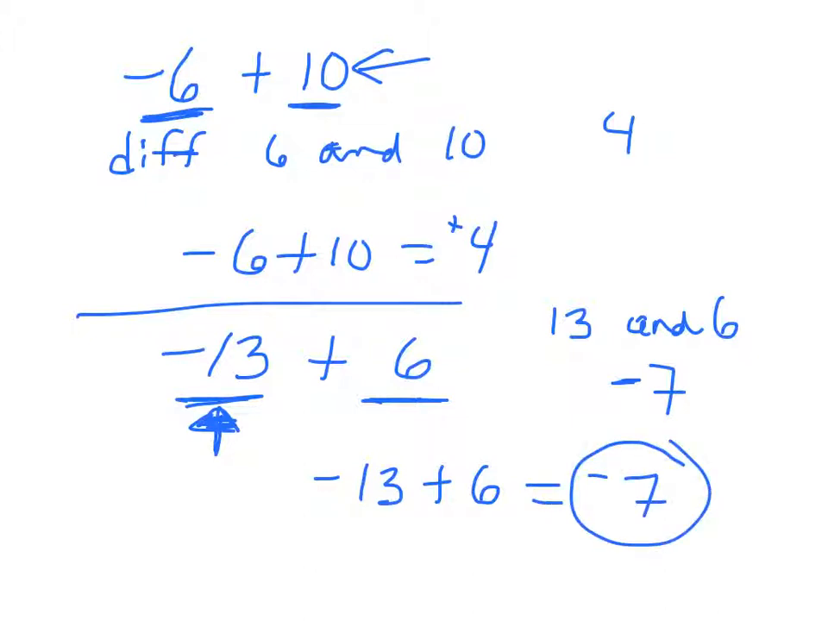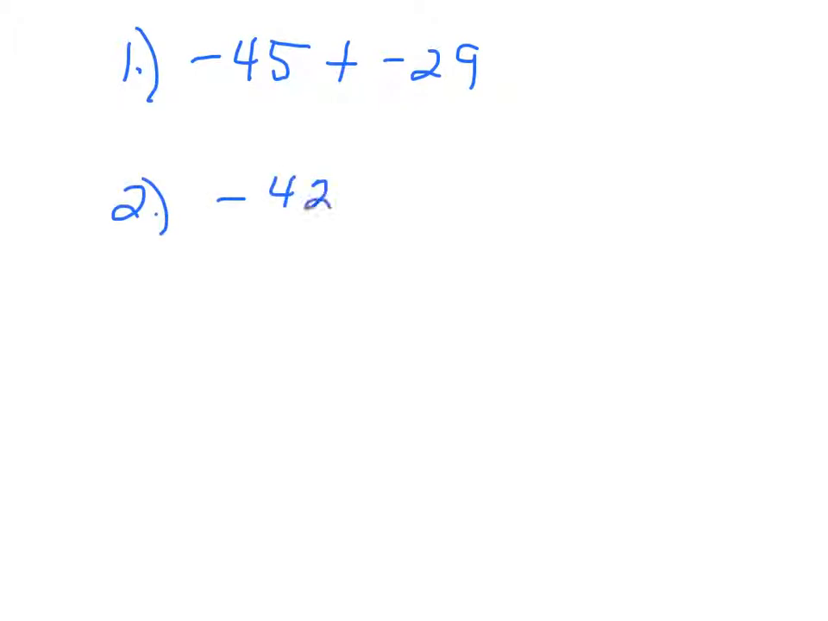All right, I'm going to write down 2 or 3 this time, see how you do it. If you want to give it a shot, I would write down these problems, hit pause, and then do them and come back and watch and see if you got them right. Let's kick it up a notch and use some bigger numbers. So let's say negative 45 plus negative 29. Let's try negative 42 plus positive 55, and one more.